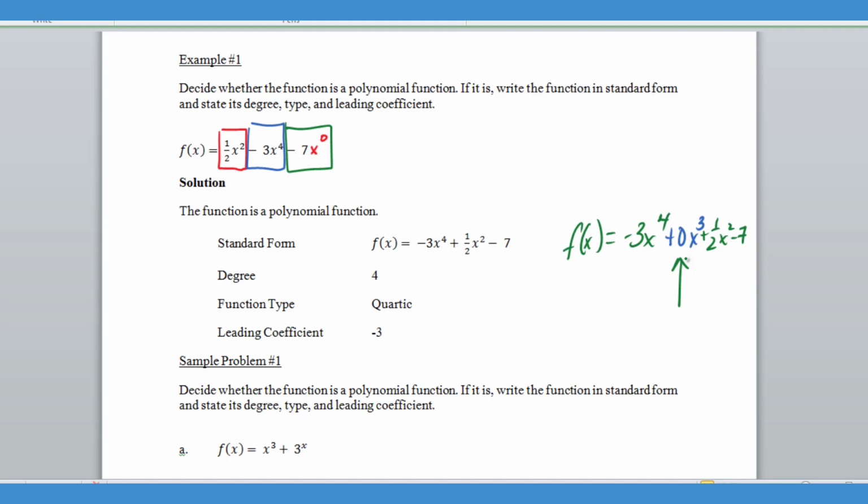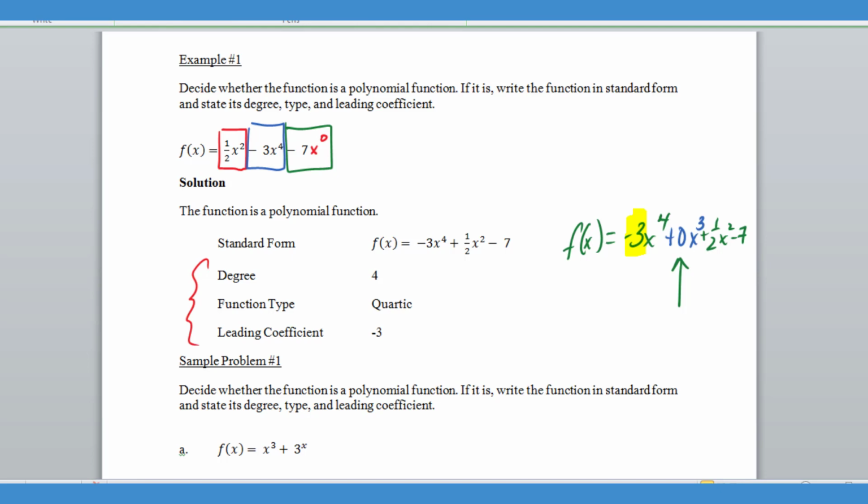but the highest exponent value is a 4. Since it's a 4th degree polynomial, that function type is called a quartic, and then the coefficient that is going with the degree variable is -3, so that is the leading coefficient. Before you can identify any of these parts, you must put it in standard form.